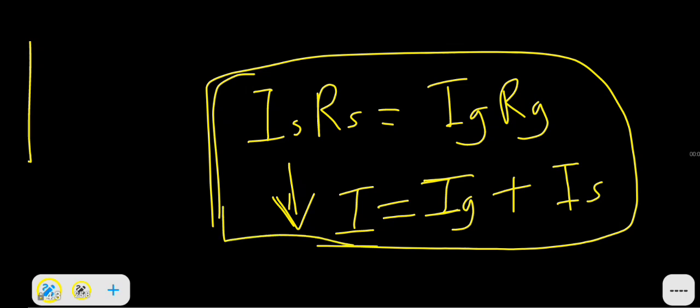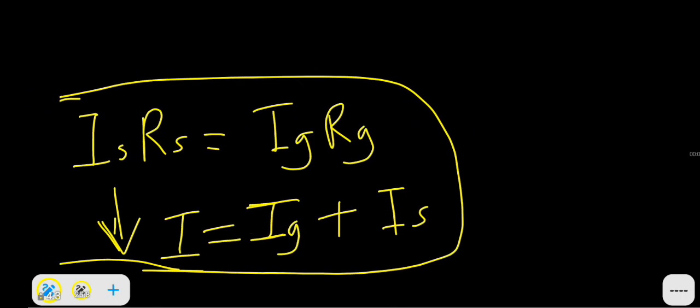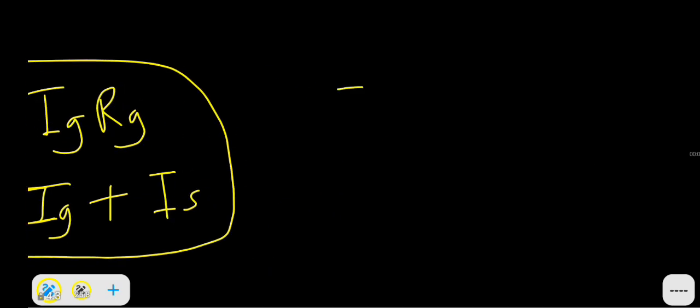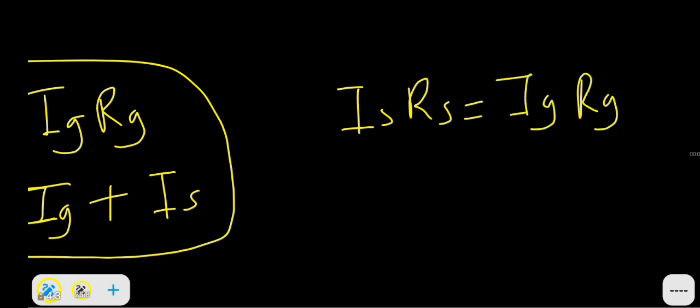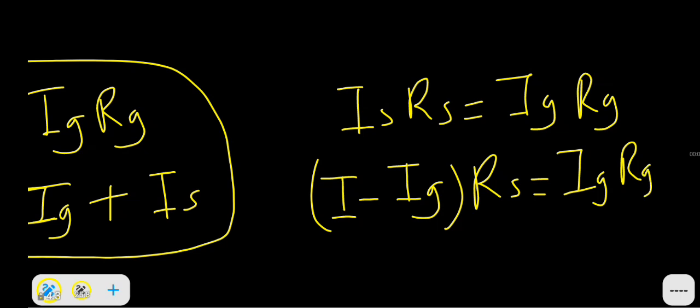If you want to make it a bit more complex, you can also do it like this. Instead of writing Is here, you can just write I minus Ig. Instead of Is Rs is equal to Ig Rg, you can just write I minus Ig times Rs, which will give you the same thing as Ig Rg. They are the same thing. Whichever one you can remember, just apply it.